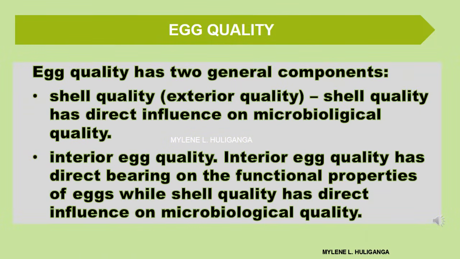The egg quality. Egg quality has two general components. The shell quality or the exterior quality, which has direct influence on microbiological quality. The other one is the interior egg quality. The interior egg quality has direct bearing on the functional properties of eggs, while shell quality has direct influence on microbiological quality.